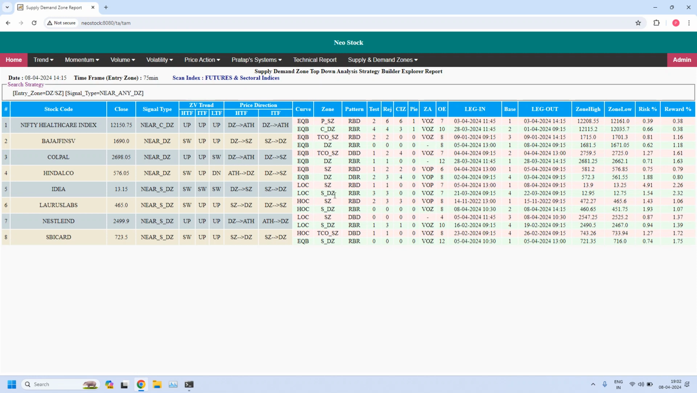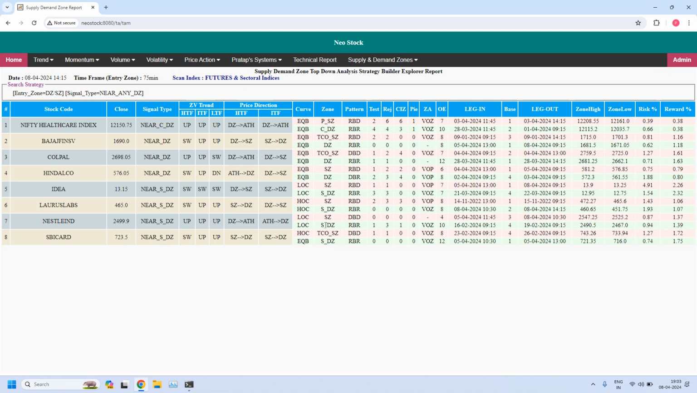Idea is having a high liquidity demand zone, already tested 3 times. Next one is Laurus Labs. Laurus Labs is having a fresh 75 minutes high liquidity demand zone. If you can fine tune to 5 minutes level, and if you identify a fresh 5 minutes fine tuned zone, you can plan a trade. Otherwise, the zone will be violated.